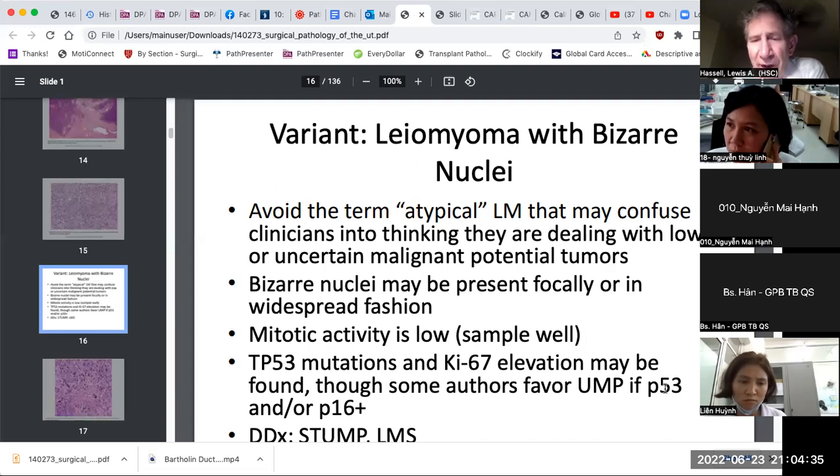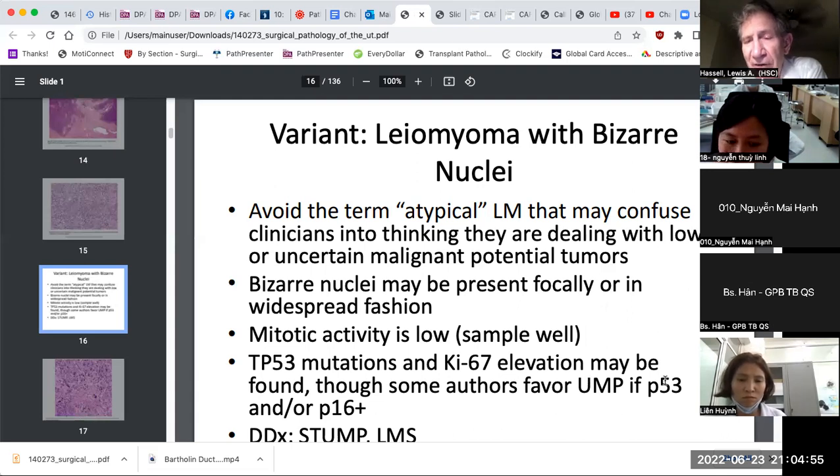And so identifying that and doing the stains, if you see this, I think is worthwhile, because I think we do want to be able to identify if these are potentially malignant tumors down the road.